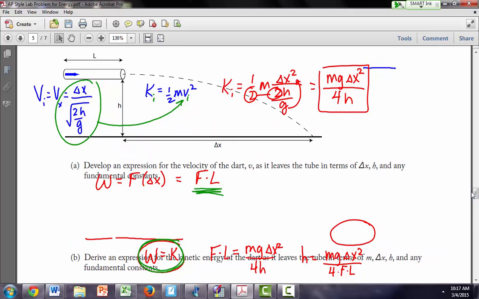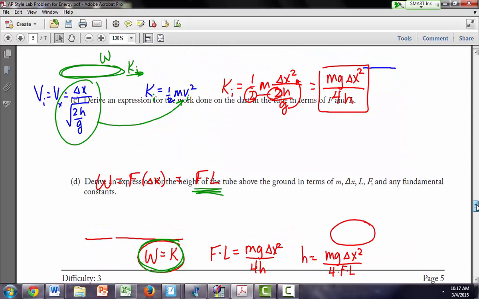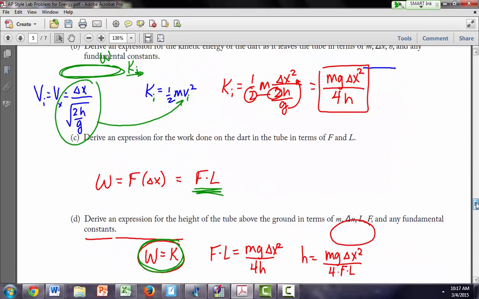So I'm going to scroll up for just a second here. The work done on the dart over this length gave the dart some initial kinetic energy as it left the tube. Assuming there were no non-conservative forces, or that the work done by the conservative forces is already considered in that net force, I come up with an expression: work done equals the kinetic energy.